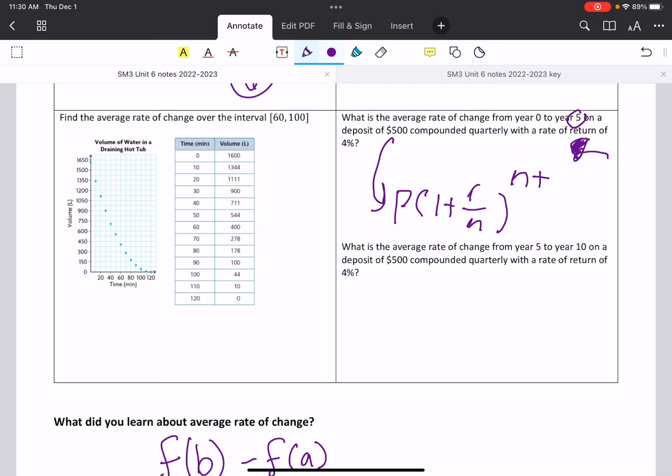That's all we're doing. 500 goes in for P, times 1 plus the decimal of 4%, so 0.04. 0.04 divided by 4, because it says it's compounded quarterly, which is 4. Then it's over 5 years, so you have 4 times 5. Because it's compounded quarterly over 5 years, if you plug that into your calculator, you'll get the answer. Can someone plug that in?